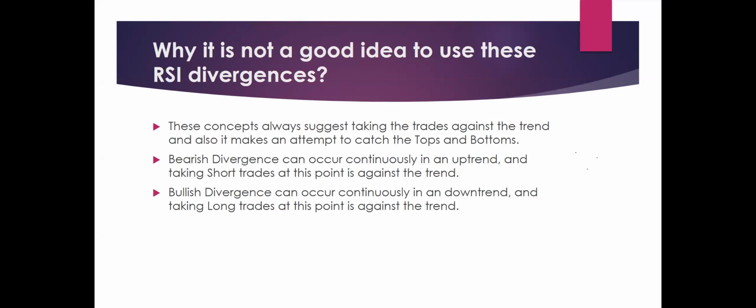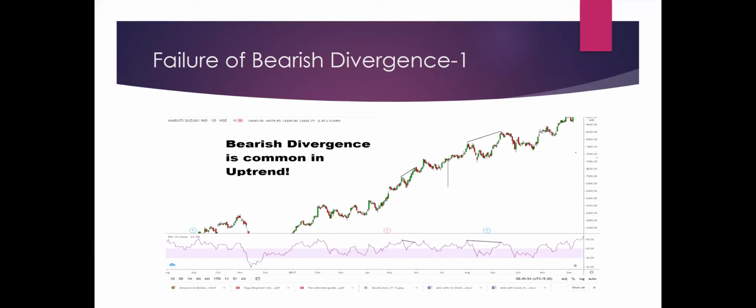I can tell you why it is not a good idea to use these RSI divergences. Basically, it suggests trades to take against the trend. That is not a really good idea. It also advises to catch the tops or bottoms. That's also not a good idea. Usually these bearish divergences can occur continuously when the script is in a nice uptrend, and taking a short trade against that nice uptrend script is not at all a good idea. Similarly, a bullish divergence can occur continuously in a downtrend, and it is not a good idea to catch a falling knife. I'm going to explain this in future slides.